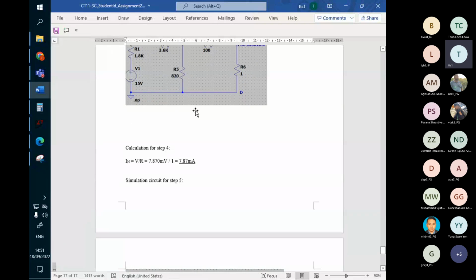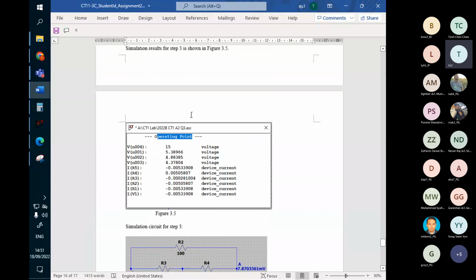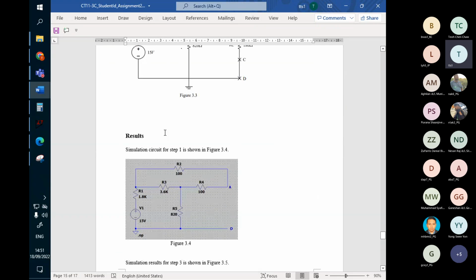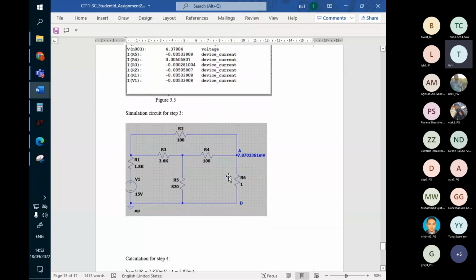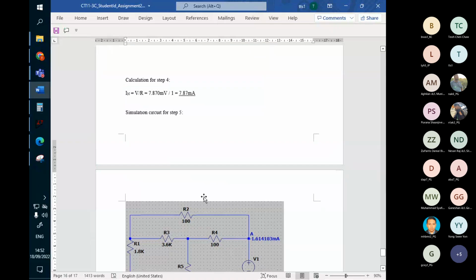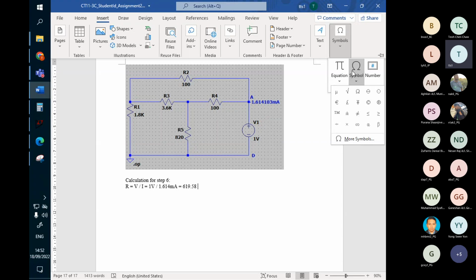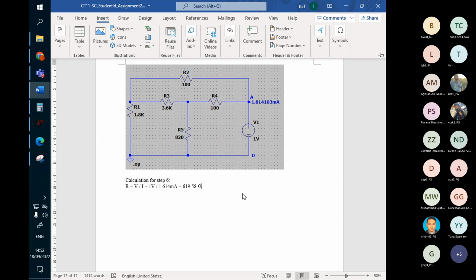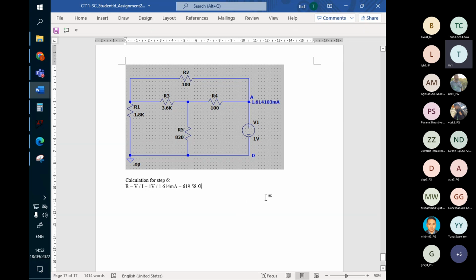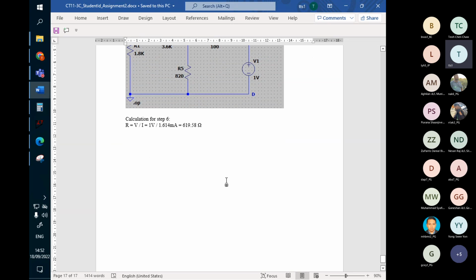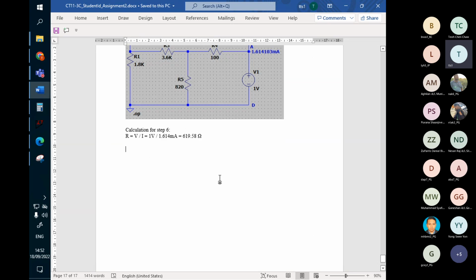Let's copy the symbols for ohm. Oh, cannot find here, never mind. Just borrow it from here, insert symbol. Okay. All right. Now we're down to the last remaining step.